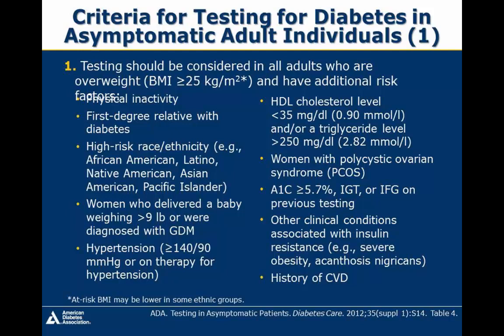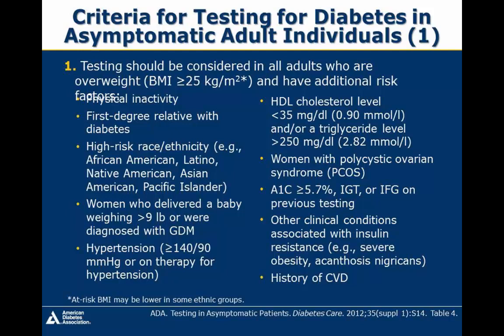So what do you suspect, or what's the criteria for testing a patient with diabetes when the patient is completely asymptomatic? If the patient has a BMI greater or equal to 25, you should start the screening process. Patients that have physical inactivity, first degree relative with diabetes, of course, it has to be like a combination.